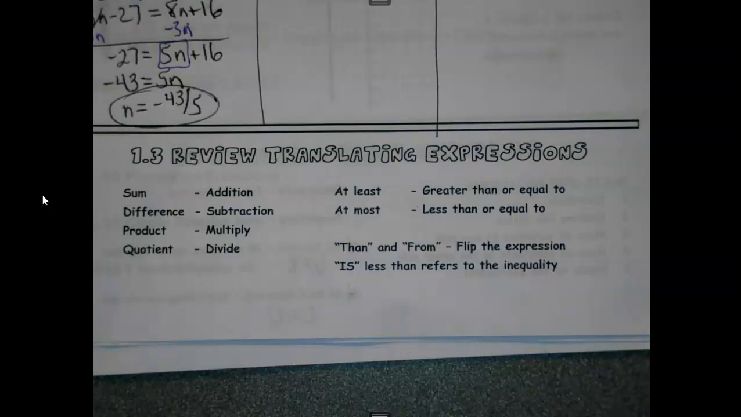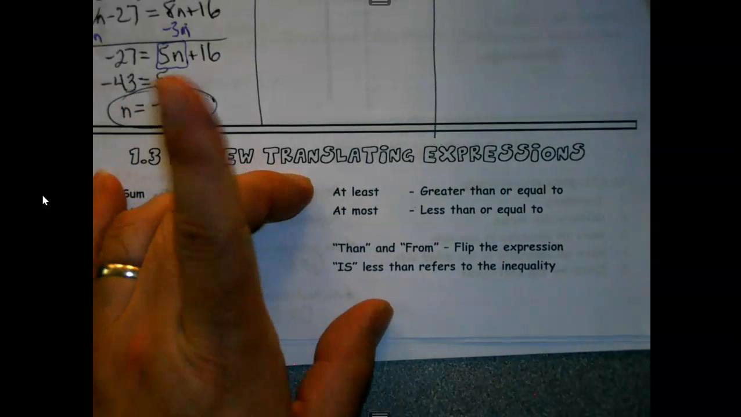If you see "than" or "from", we'll see that here momentarily, you're either going to flip your expression or you have to flip the arrow. It's one or the other. And then "is less than" is going to refer to an inequality, not equals, like "is" does a lot of the time. But we're going to see all of those things.